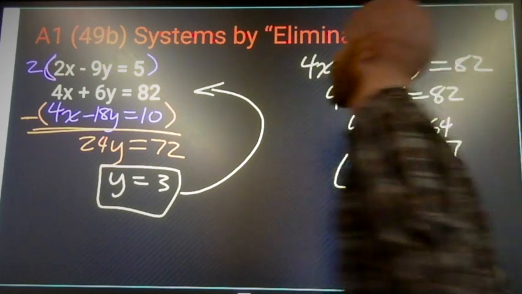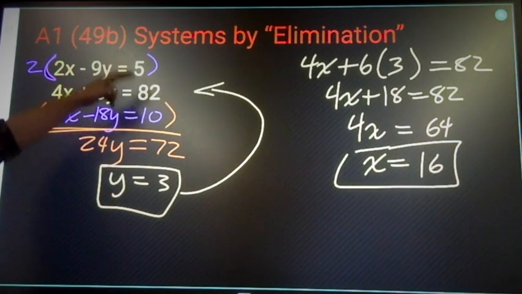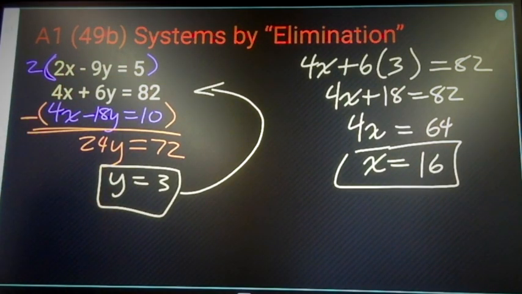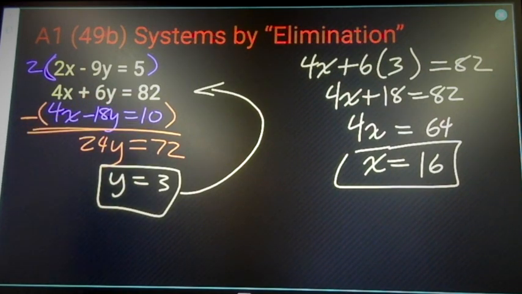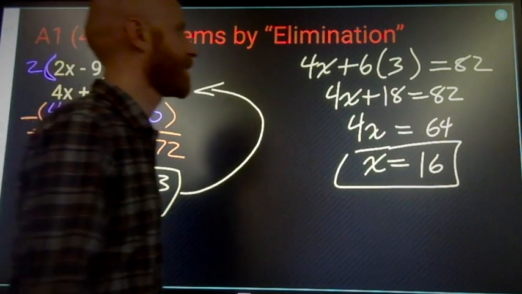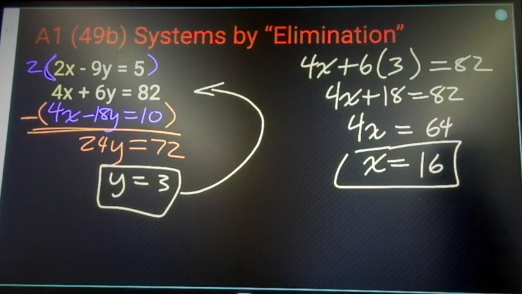Double check my answers. 32 minus 27 equals 5. Cool. And 4 times 16, 64 plus 18, 82. Cool. No problems. That is solving systems by elimination with twin creation.